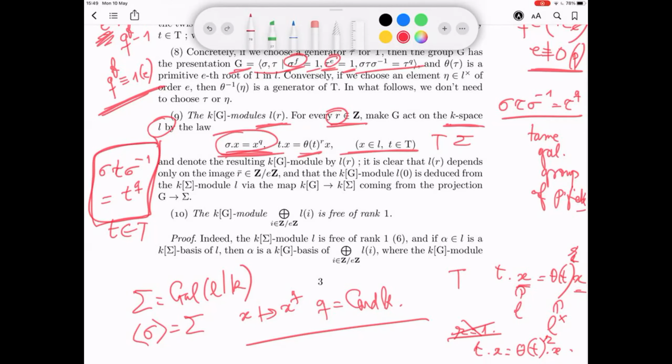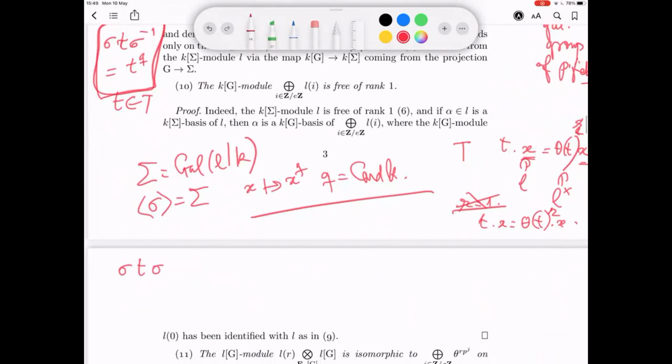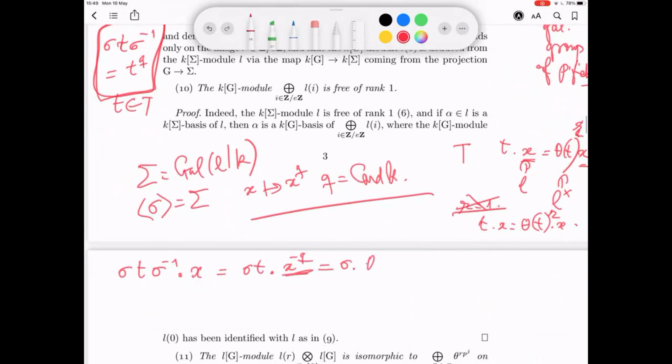And this is easy to check, because all you need to do is look at sigma T sigma inverse acting on X. What is it going to be? It's sigma T, then acting on sigma inverse of X, which is X to the power minus Q. But that is then sigma acting on T, acting on this X to the power minus Q. So that's theta of T to the power R times X to the minus Q. Now sigma will raise everything to the power Q. So it's going to be theta T to the power RQ, and X.